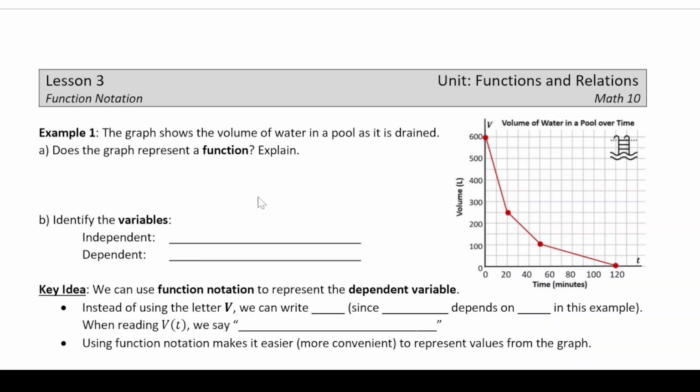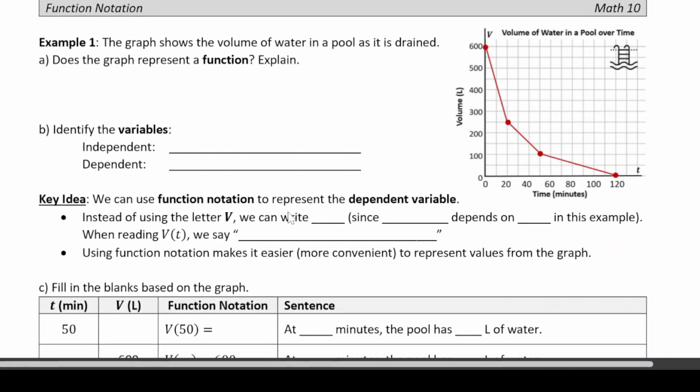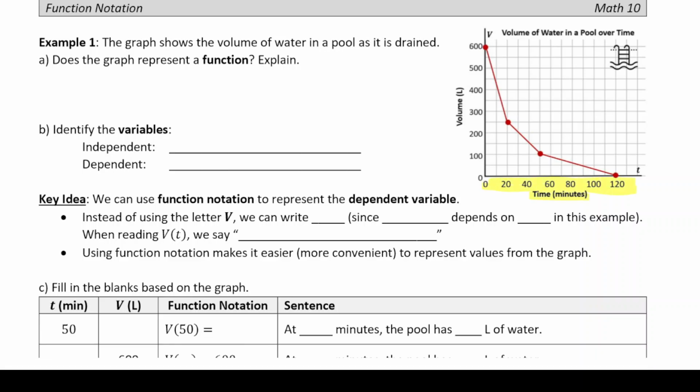Okay, so let's start with this example. We have here a graph which is representing a function. On the graph, we have time on the x-axis, and we have volume of water measured in liters on the y-axis, and it's measuring the volume of water in a pool.